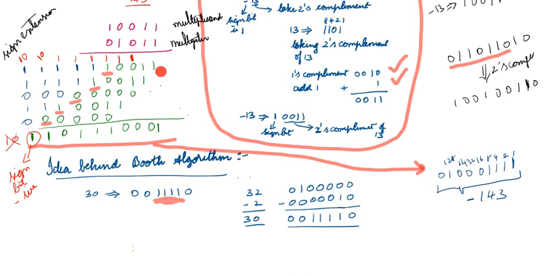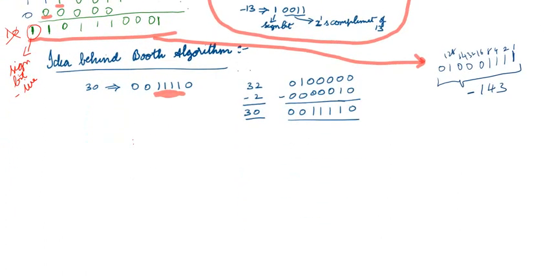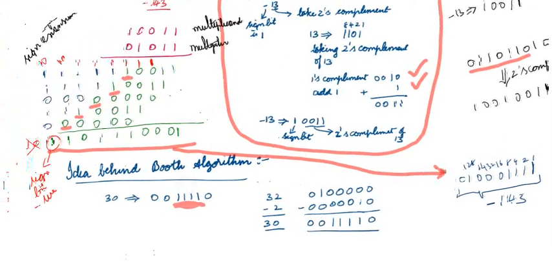To solve this problem, Booth proposed that a number like 30 can be expressed as 32 minus 2. For 32 this is the binary value, and minus 2 this is the binary value. If you subtract, we will be getting 30. He said that if you code it using the Booth coding or Booth recoding technique, we can do things faster. That's the idea.